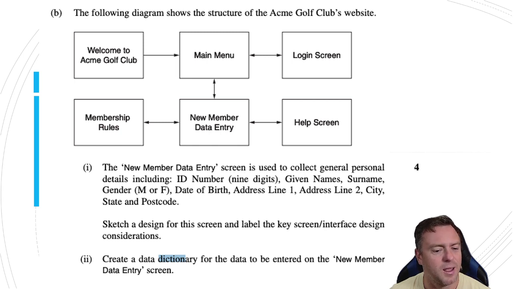We're going to skip that, and then we're going to go straight to creating a data dictionary for the data to be entered into the new member entry screen. Cool. So pause the video, see if you can build the data dictionary for that, and then you should see there's the IDs there, clearly all the things that need to be entered in.